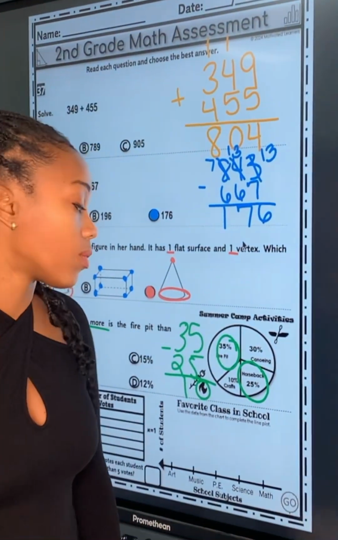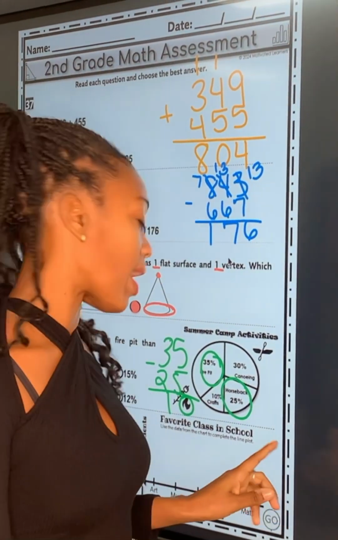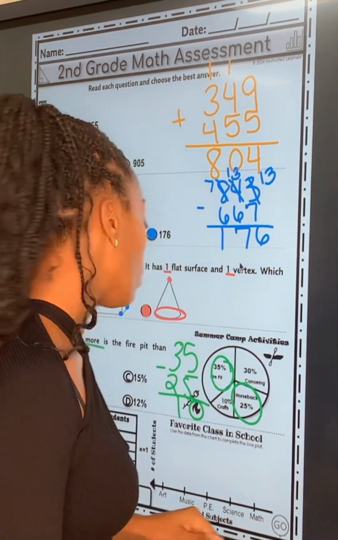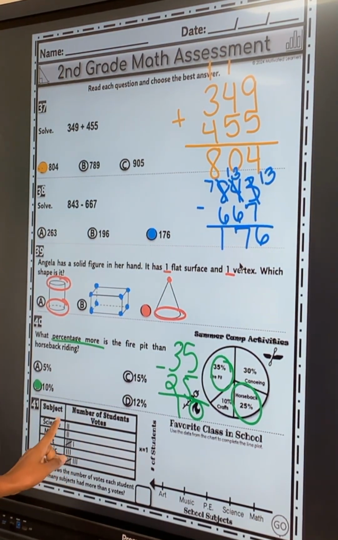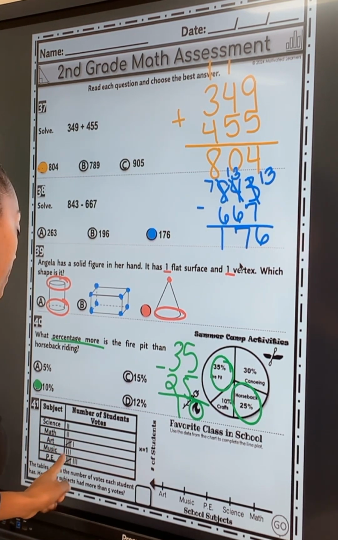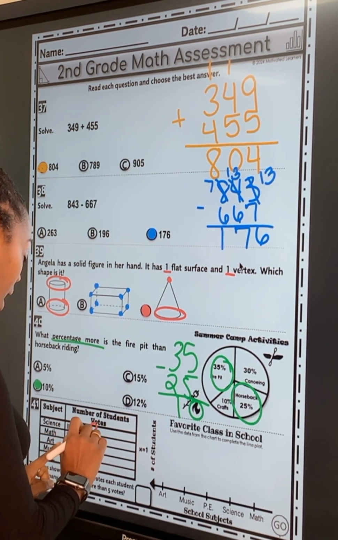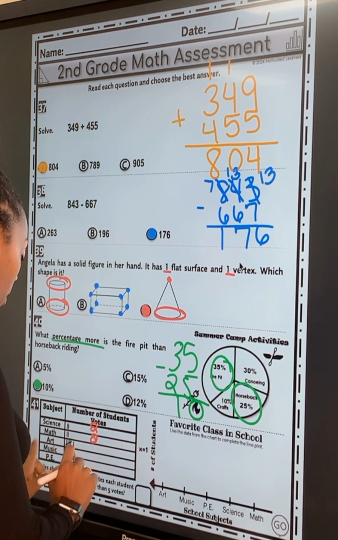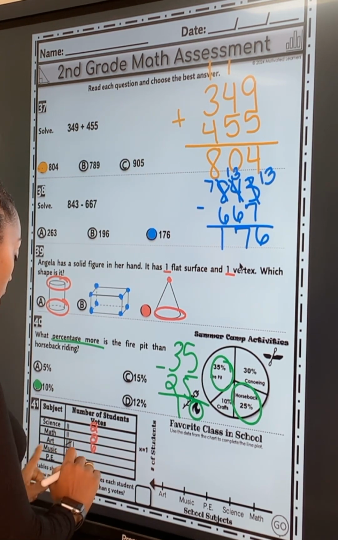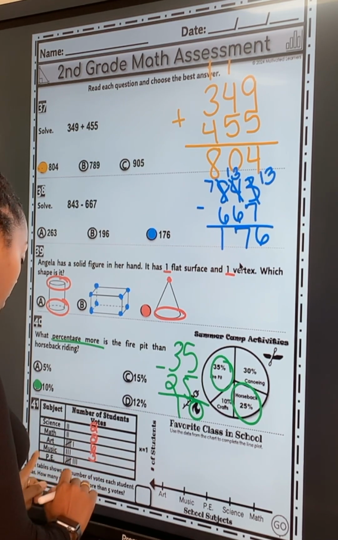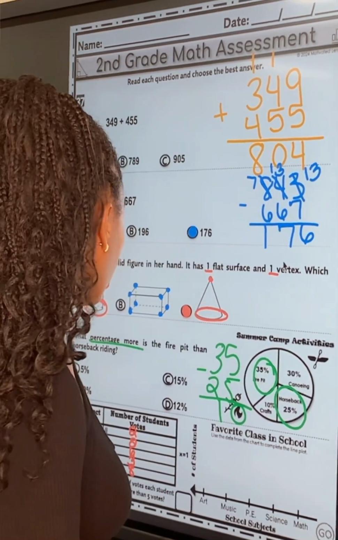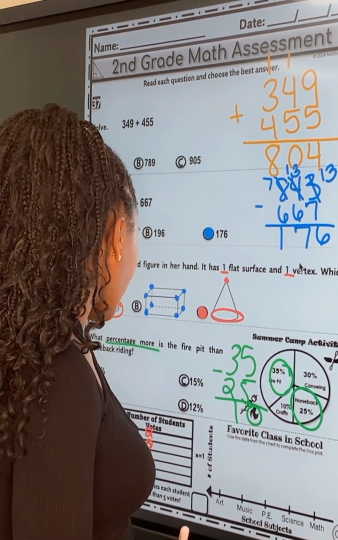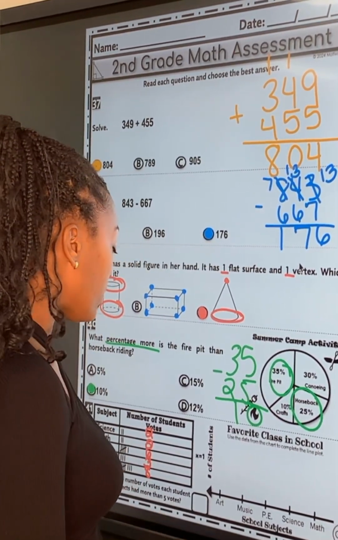Let's look at number 41. Number 41 is a line plot graph on our favorite class in school. Here we have a chart that has tallies in it for our number of students that voted. We have science, math, art, music, and PE. Science has 2 tally marks, math has 2 tally marks, art has 6 tally marks, music has 3 tally marks, and PE has 8 tally marks. The table shows the number of votes each student has. How many subjects had more than 5 votes?